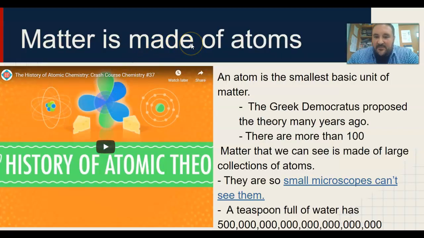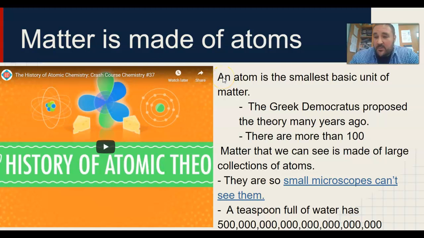Matter is made of atoms. An atom is the smallest basic unit of matter. There was a Greek philosopher named Democritus, which sounds a lot like democracy. He was also involved in that, who proposed this theory thousands of years ago. Not everybody bought into Democritus's theory, but today we call them atoms, from the word atomos, which means indivisible.